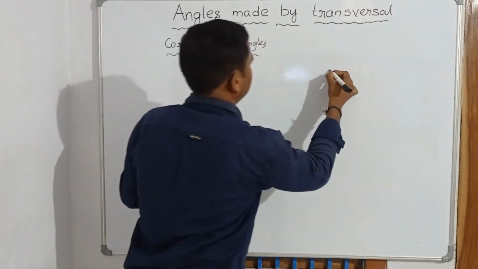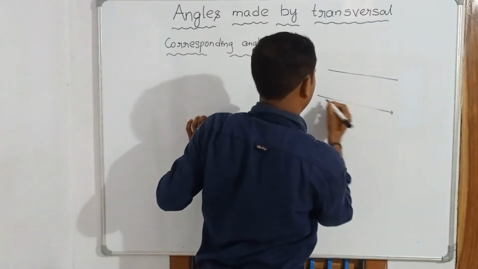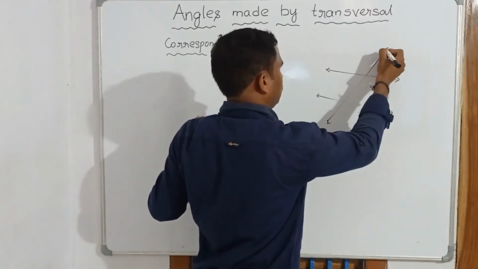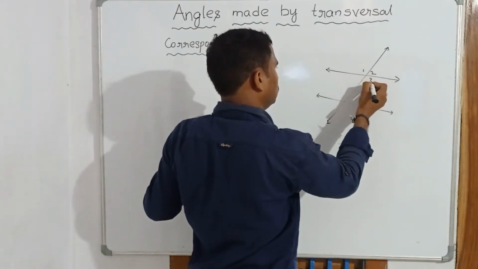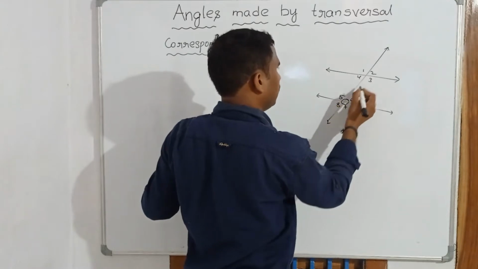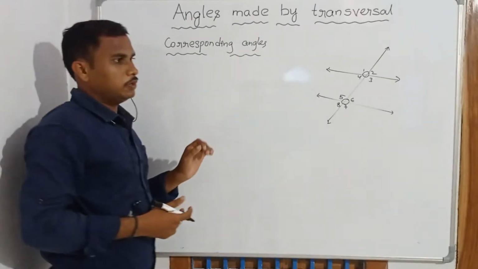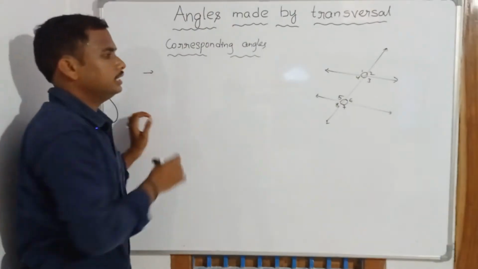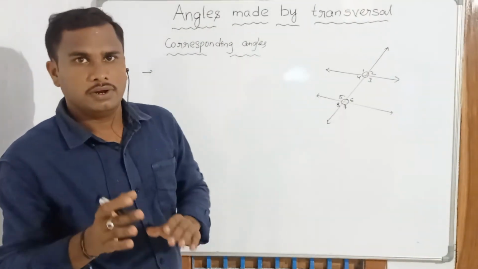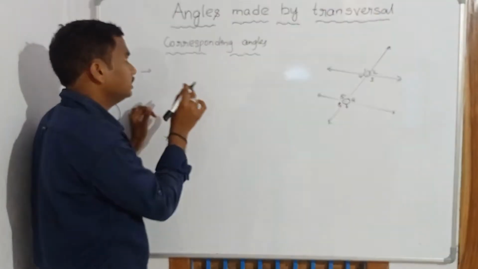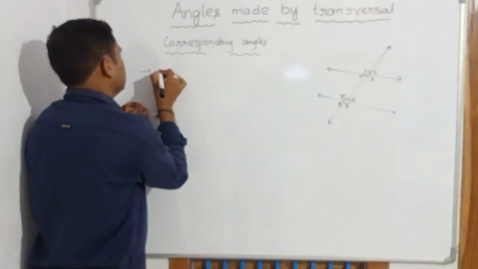Corresponding angles. See this figure. 1, 2, 3, 4, 5, 6, 7, 8. Okay. Corresponding angles means, first point is, different vertex. First one is that the two angles have different vertices.